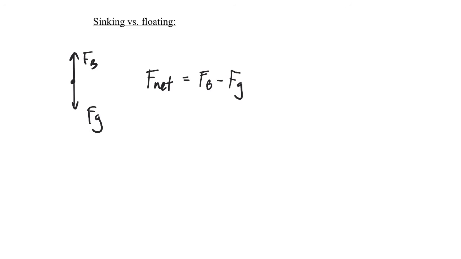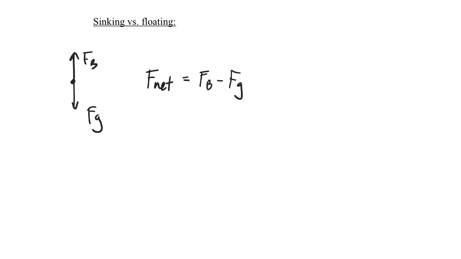F net equals ma, or F net equals the sum of the forces. Fb pushes up, Fg pushes down. So the difference between these will be my net force. If the buoyant force is enough, these values are going to be equal. And then my answer is just 0, which means that the person or the object is indeed floating.